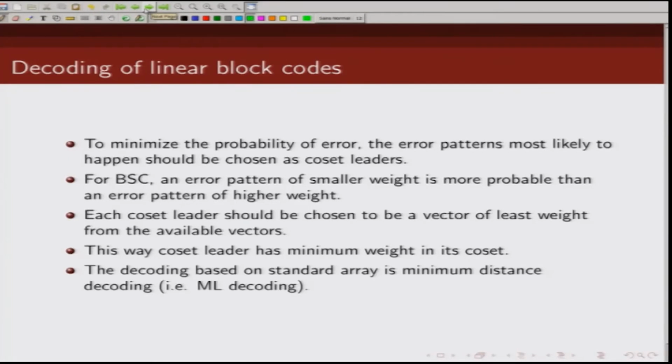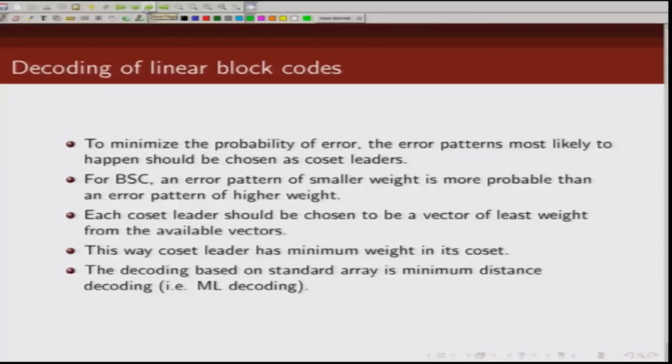And this decoding is also maximum likelihood decoding, because we have shown earlier that the maximum likelihood rule for a binary symmetric channel chooses V in such a way that the Hamming distance between R and V is minimized. So, in other words, we have to choose an error pattern that has the minimum Hamming weight. So, that is also the maximum likelihood decoding.